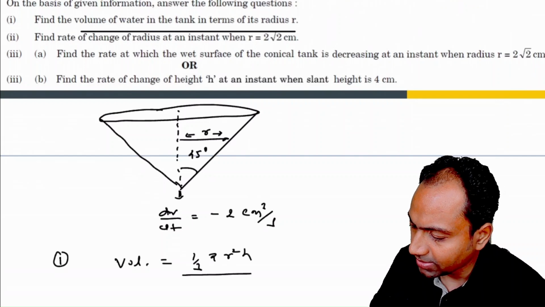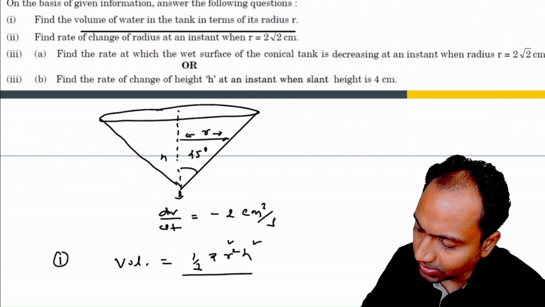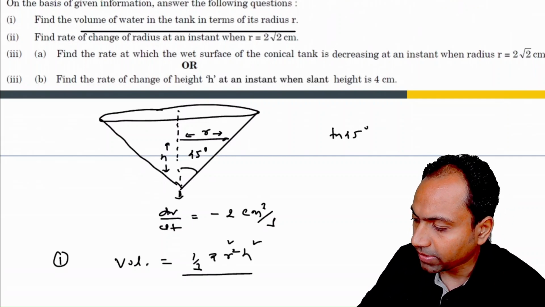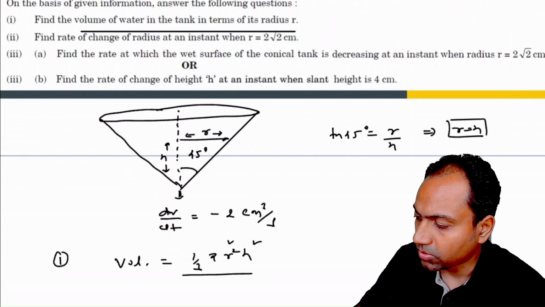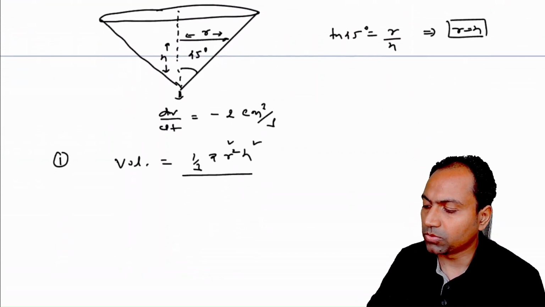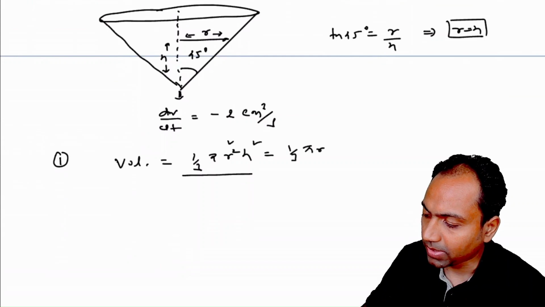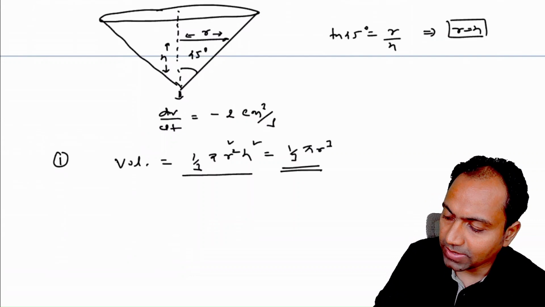You can see that here r is fine but h is not given. But from this geometry, if this part is nothing but the h, we can write the value of tan 45 degree, that is nothing but r by h. So from here you can see that r comes out to be equal to h only. So once we know this part, now this can be easily written as nothing but 1 by 3 pi r cube since h is equal to r. The first part we have done. Now let us move to the next part.